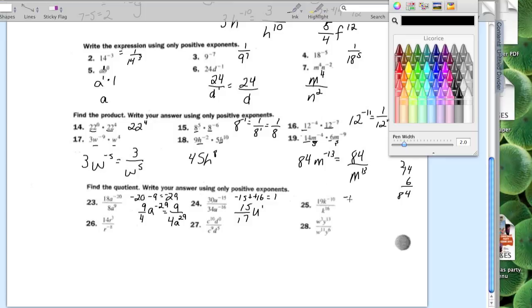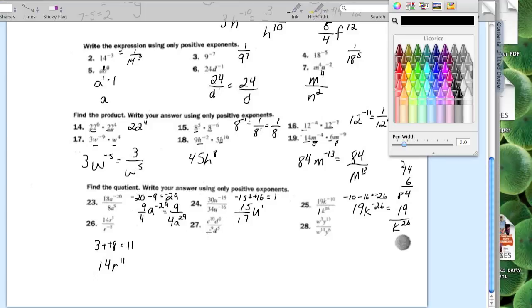Number 25, negative 10 minus 16 is negative 26, so I really have k to the negative 26. 19 divided by 1 is 19, so my answer then is 19 in the numerator over k to the 26 in the denominator. 3 minus negative 8 is plus a positive, so that's 14r to the 11th.